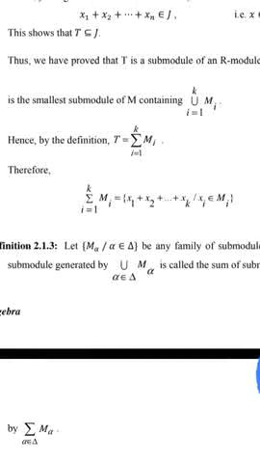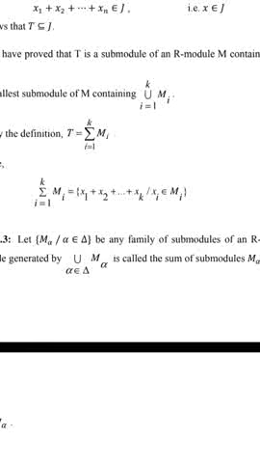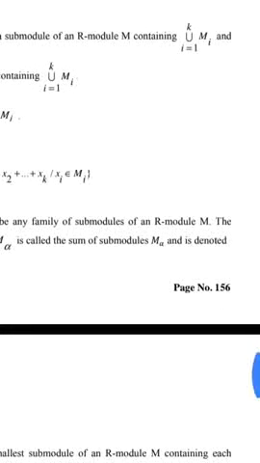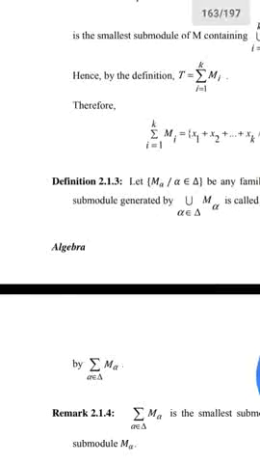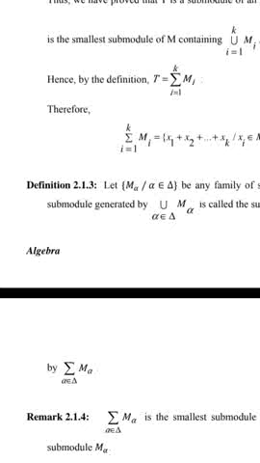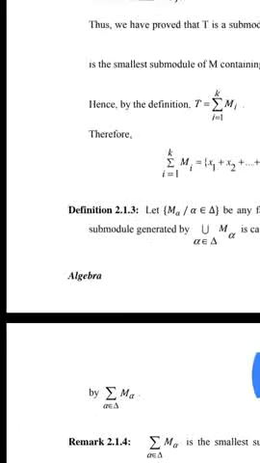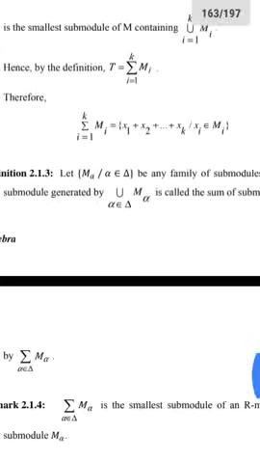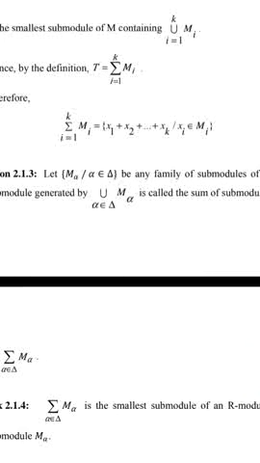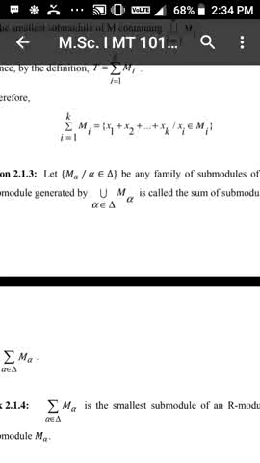Thus, we have proved that T is a submodule of the R module M containing the union of Mi, i equal to 1 to k, and is the smallest submodule of M containing the union of Mi. Hence, by definition, T is equal to summation of Mi, i equal to 1 to k. Therefore, summation of Mi, i equal to 1 to k, is equal to x1 plus x2 plus ... plus xk, so that xi belongs to Mi, and this is the proof.